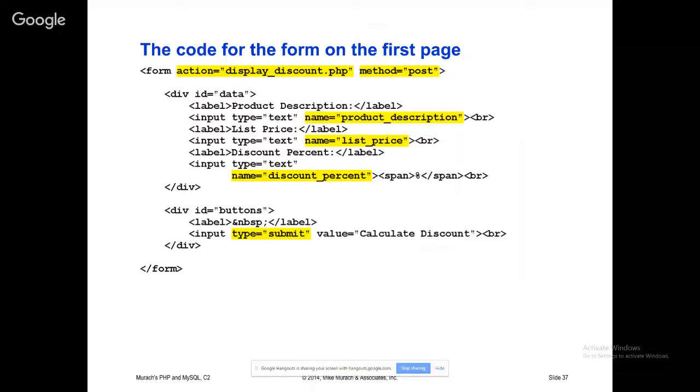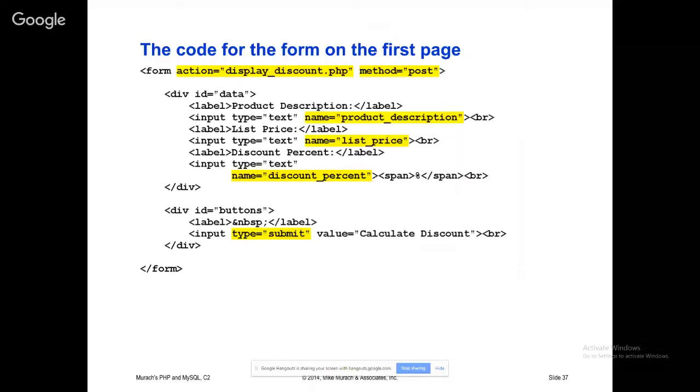Let's take a look again at the index page. If you have any questions, as always, please go ahead and ask. Again, the action attribute in the form field is going to specify what file is going to process the form, and this is display_discount.php in this case.